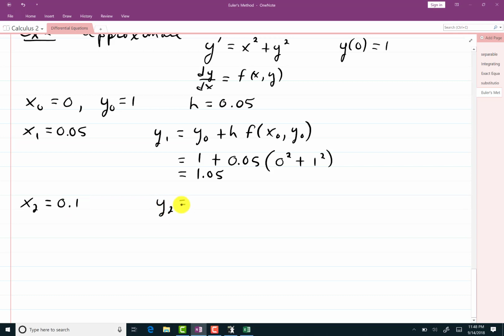y2 will equal y1 plus h f of x1 comma y1. So my y1 was 1.05. My h, of course, was equal to 0.05. And then my x1 was 0.1. I'm sorry, x1 is up here, 0.05 squared, plus, and the y was 1.05.